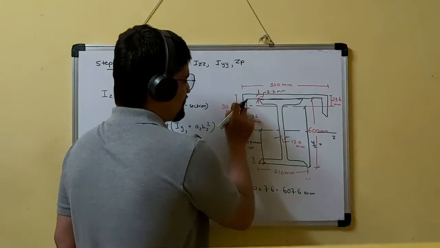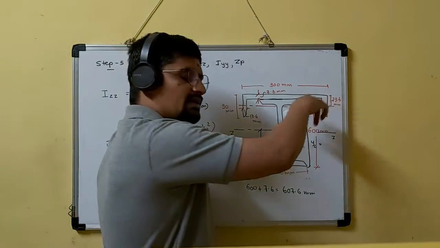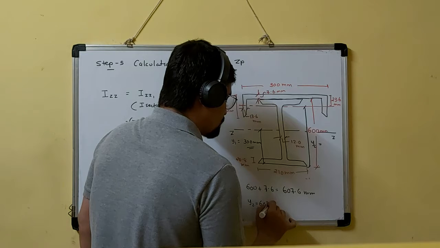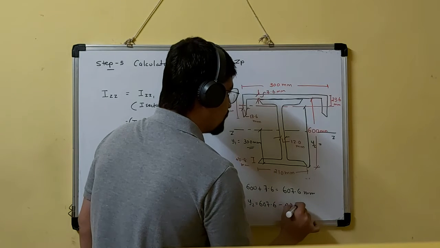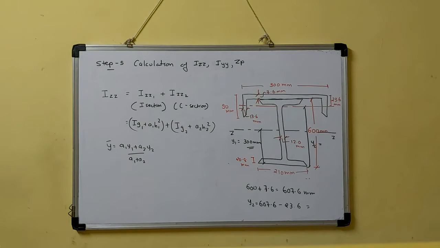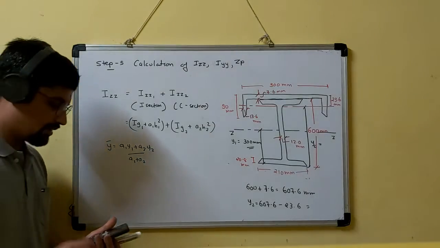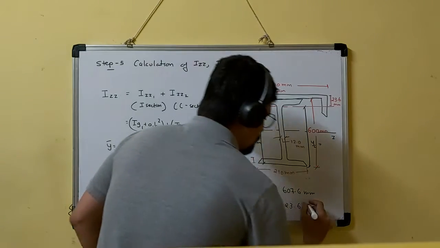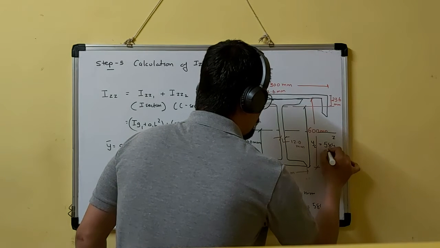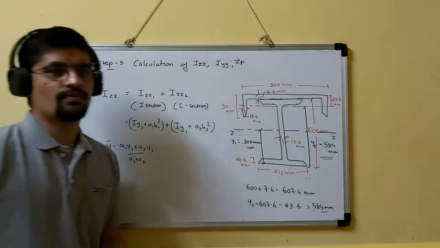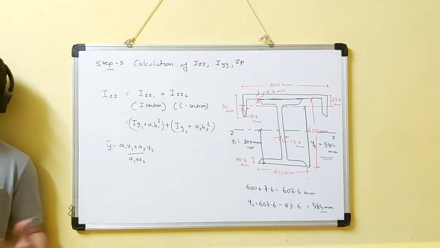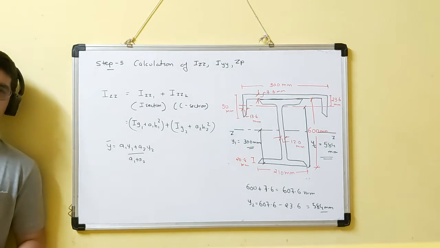Okay. Now the CG axis is 23.6 from the top. So the Y2 value is equal to 607.6 minus 23.6. It will be 584. So the value of Y2 is 584 mm. Okay, 584 mm.